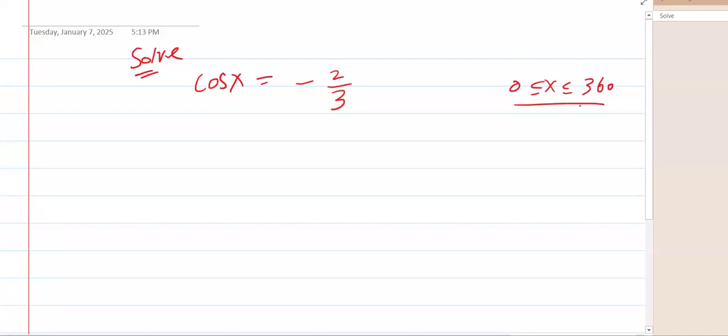I have another question. Cos of x is equal to minus 2 over 3. And you have to solve for greater than or equal to 0, less than or equal to 360. It means from 0 to 360 you have to solve. So from 0 to 360, two possible values are there for every trigonometric ratio. So what will we do first?